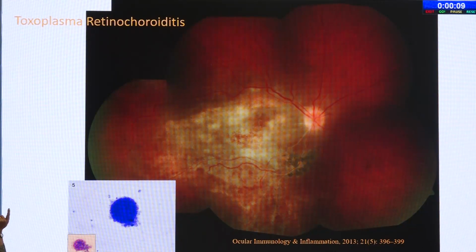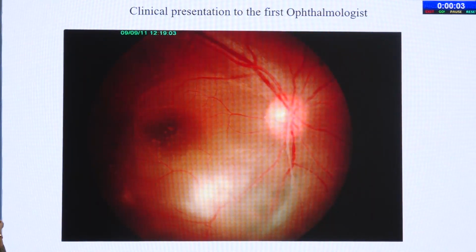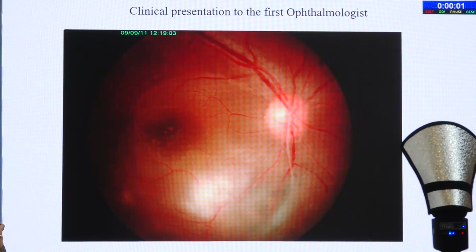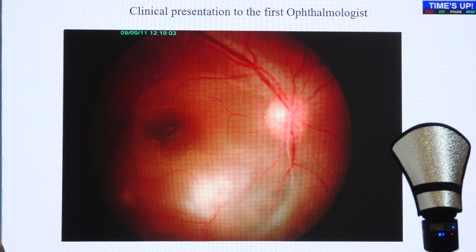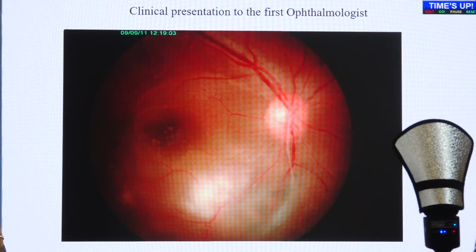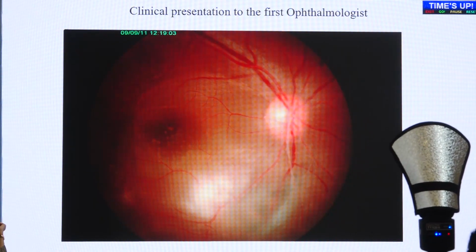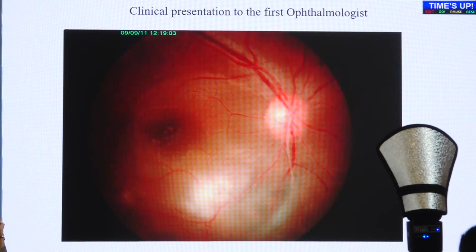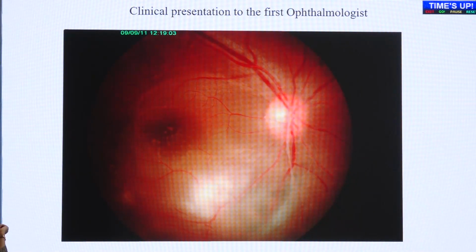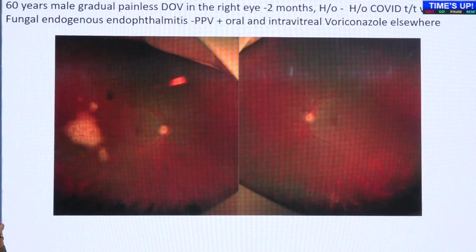And when the patient was again asked that, do you have any snaps where you initially presented? These were the snaps which the patient was carrying, which were very typical of a toxoplasma lesion. And the patient had been misdiagnosed to be having a tubercular choroiditis and treated with intravitreal triamcinolone, which had spread the lesion and led to a very atypical presentation.